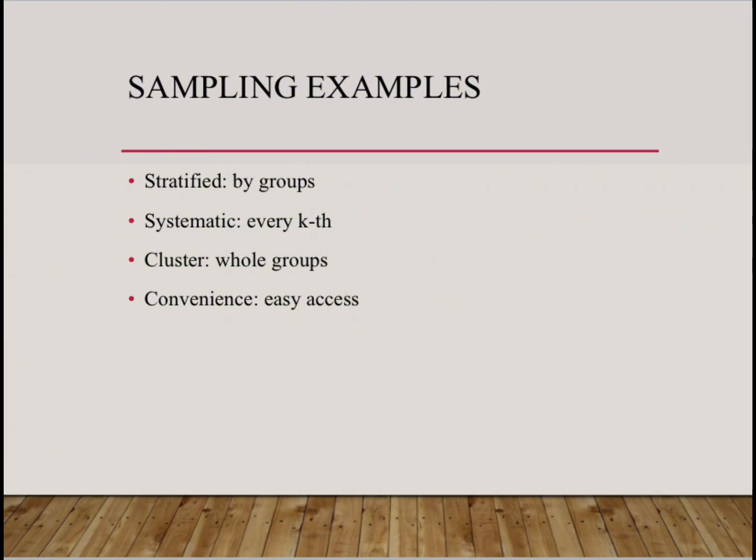Systematic sampling means choosing every kth person. Cluster sampling selects whole groups. Convenient sampling is based on easy access.